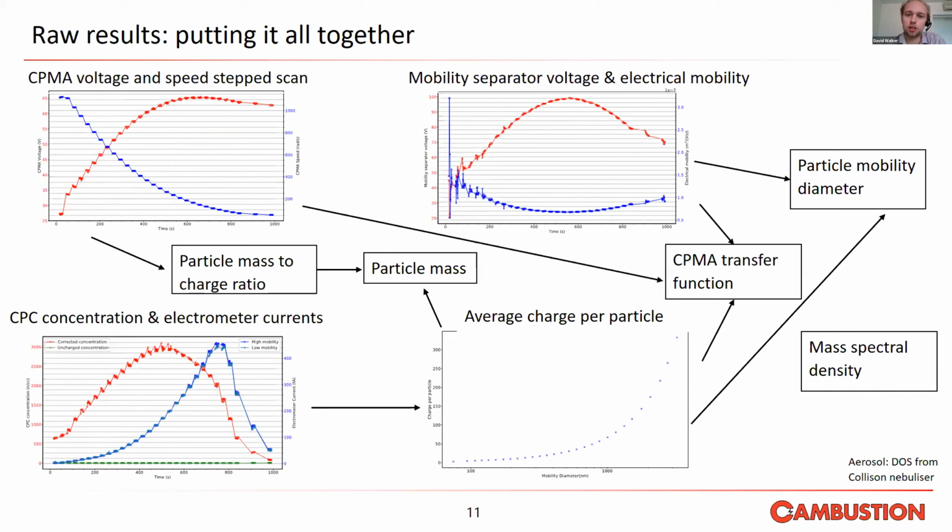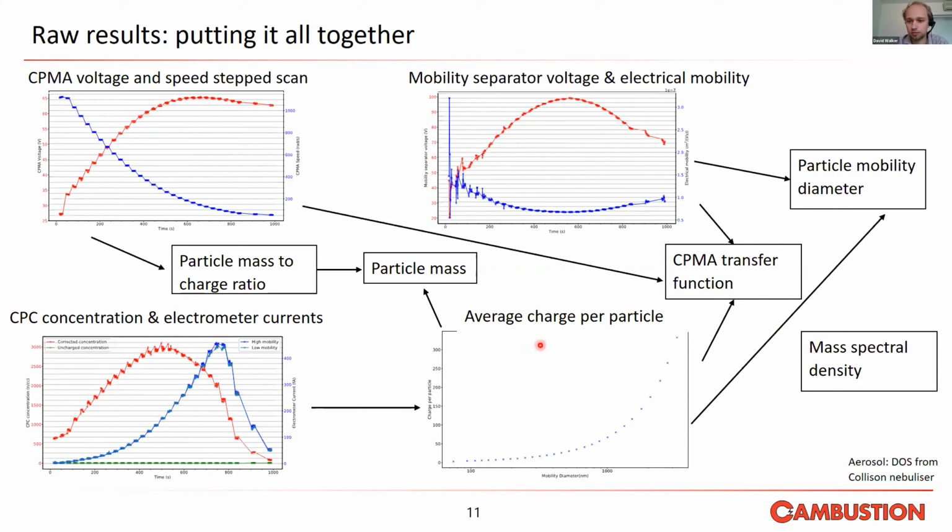What we get on the mobility separator, meanwhile, is just the voltage across the scan, which doesn't change by very much because the electrical mobility is not really changing. And from that, we calculate the electrical mobility. But back to the concentrations, if you divide the electrometer by the CPC, you get this average charge per particle plot. Taking that with the mobility separator gives us electrical mobility gives us the particle diameter. Again, taking the average charge and the mass to charge ratio gives us particle mass.